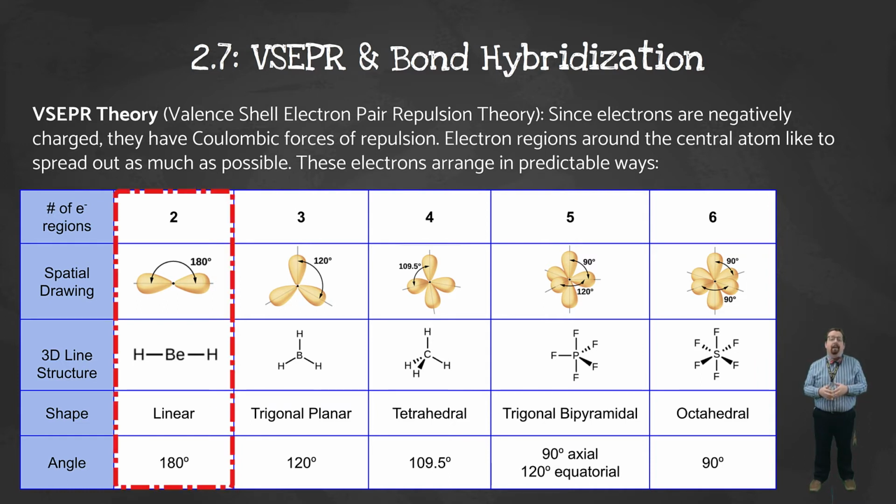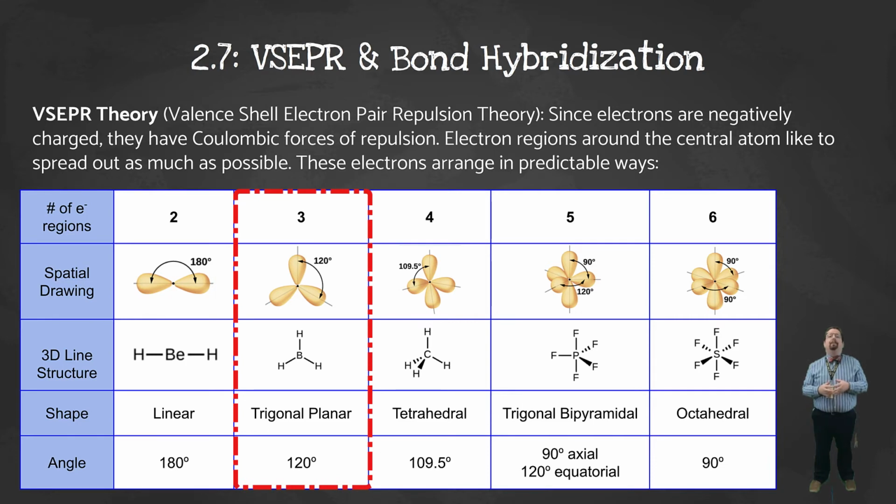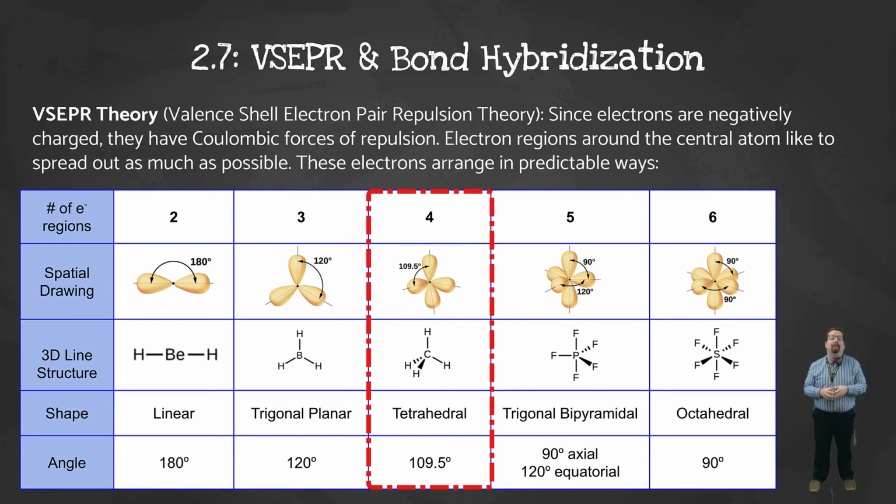If there are 2 electron regions around the central atom, we have a linear shape with a bond angle of 180 degrees. 3 regions gives us trigonal planar with a bond angle of 120 degrees. 4 regions is tetrahedral with bond angles of 109.5. Trigonal bipyramidal occurs when there are 5 electron regions. The axial regions, the ones on the vertical axis, have a bond angle of 180 degrees from each other and 90 degrees from the equatorial plane. The other 3 electron regions exist on a horizontal plane called the equatorial plane and have bond angles of 120 degrees from each other.